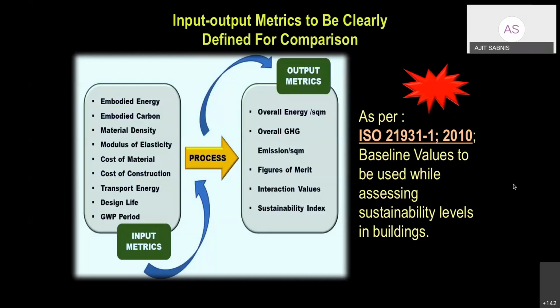Now, what exactly is the output? What are we trying to measure? We are trying to measure the overall energy per square meter, the overall emission of greenhouse gases, and the figure of merit emerging out of it, so that the suitability of materials can be considered. And what exactly are the various interaction values which will help us classify the building into the 4 categories which we are going to discuss in future, and the sustainability index, which will express the percentage of the impact of the building at the conceptual stage itself.